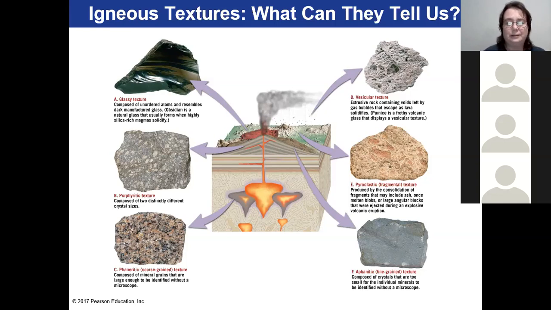Left middle, porphyritic. I'll show you a piece, but I'm not going to ask you to identify one. Bottom left, that's granite, and it's coarse grained. You can see the crystals and minerals. So that's an intrusive rock. The obsidian and pumice are extrusive rocks.